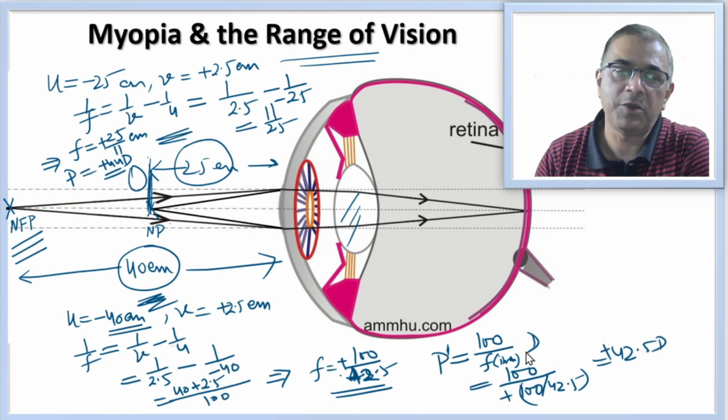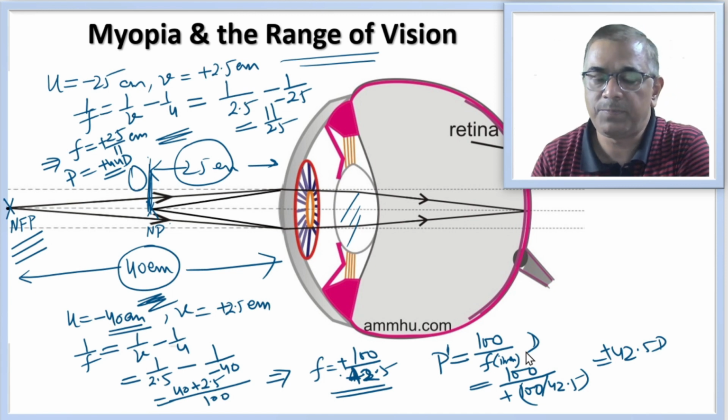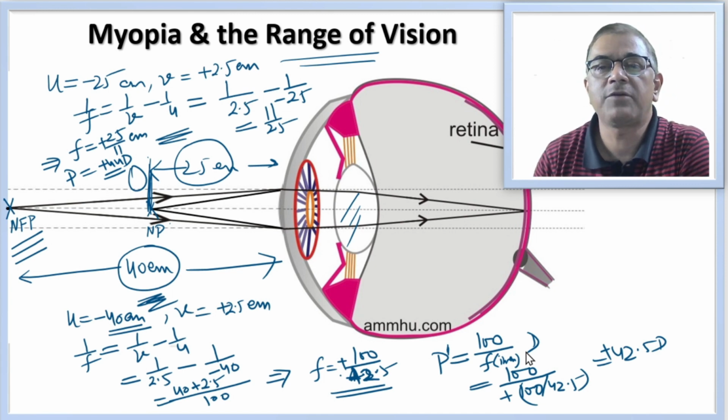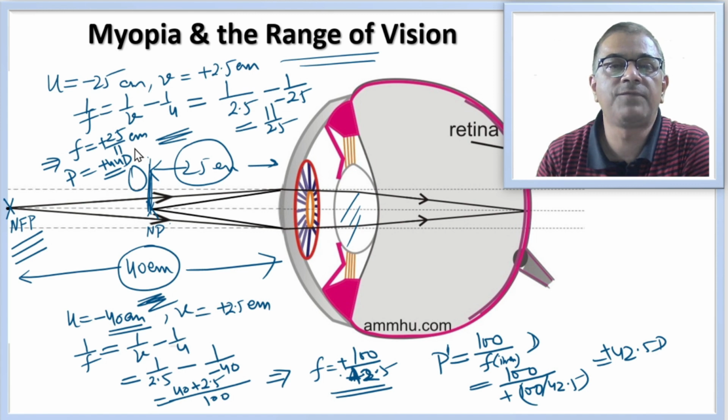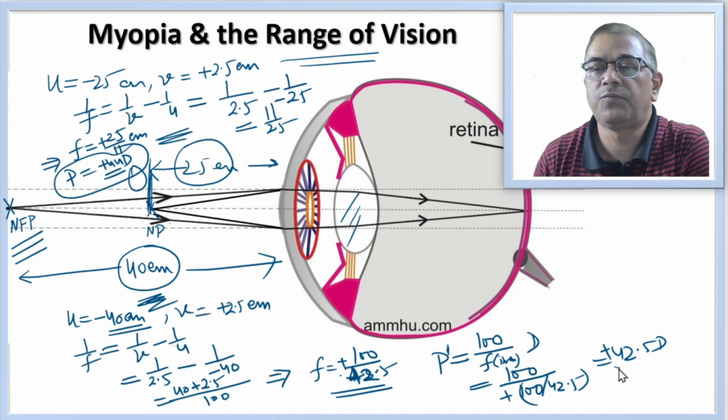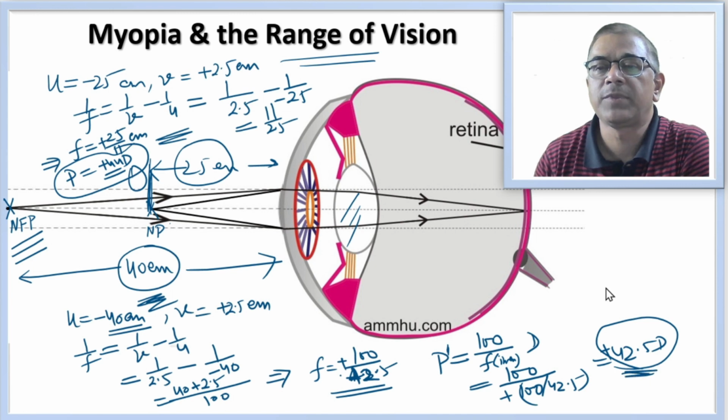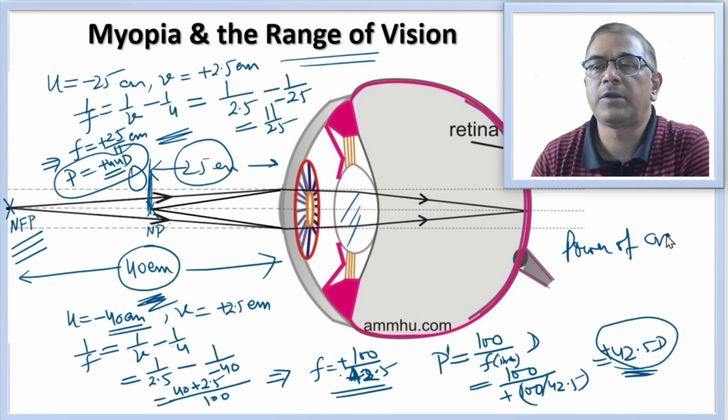So for this myopic person, in fact, in my case, the power of accommodation of my eye ranges from 44 diopter to 42.5 diopter. So the power of accommodation in my case is 1.5 diopter. Is that right?